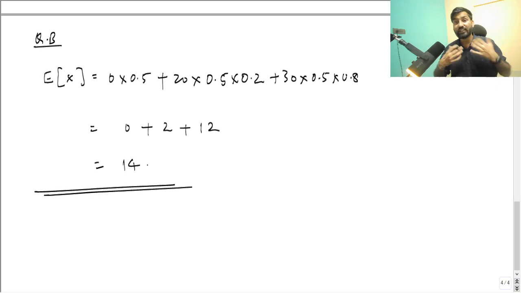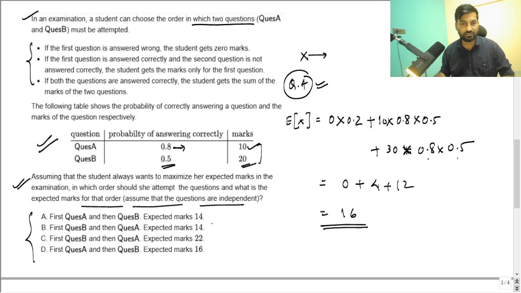But what is the condition? The student always tries to maximize his or her score, right? So which option can be correct here? Since we want the maximum expected marks, the other options will be wrong. The only option that is correct is D.